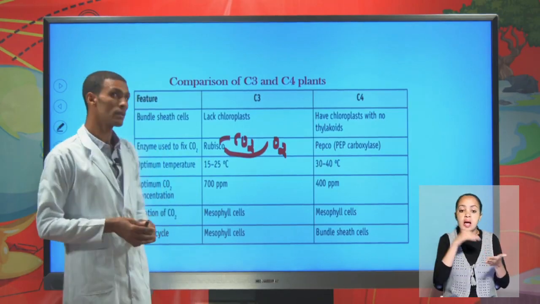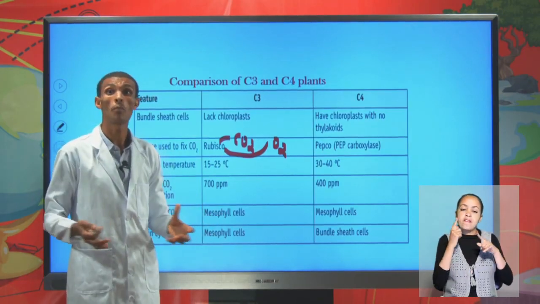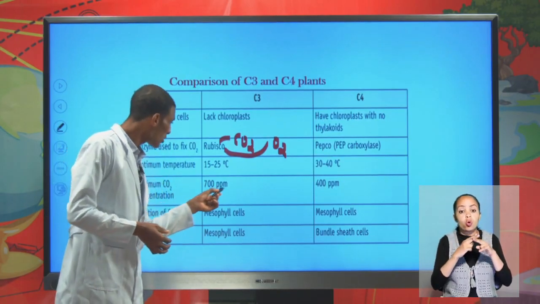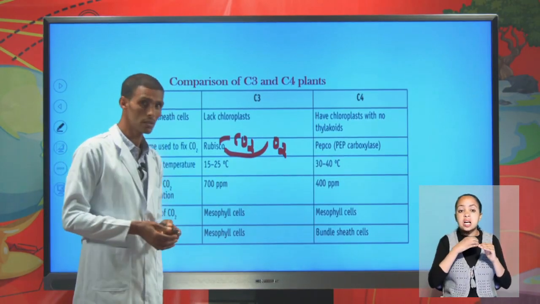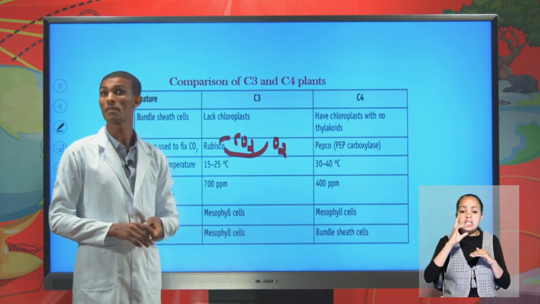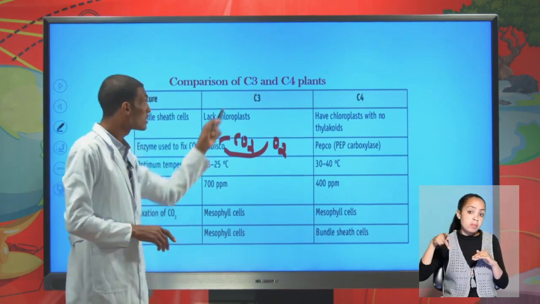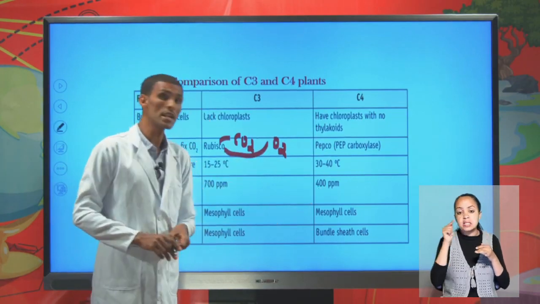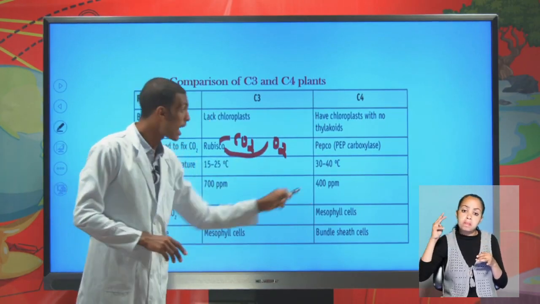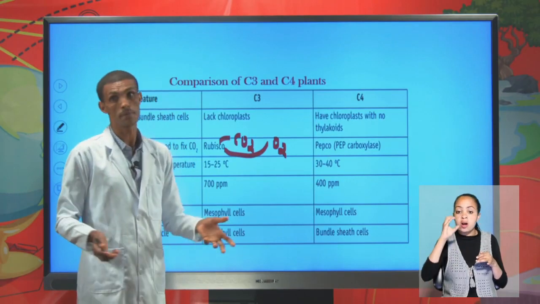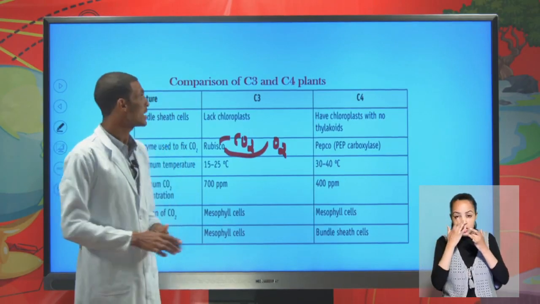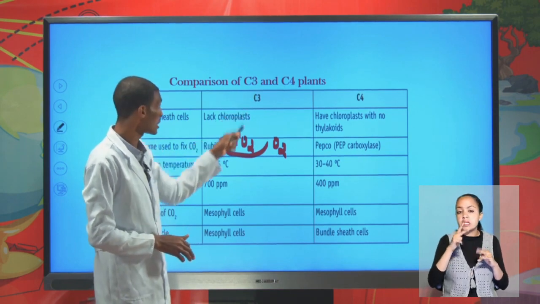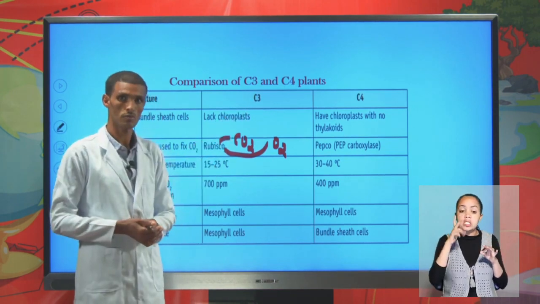And again here, they have different optimum carbon dioxide concentrations. If the concentration of carbon dioxide becomes high, about 700 parts per million, C3 plants thrive. C4 plants can do well at about 400 parts per million, at lower carbon dioxide. So, increasing the concentration of carbon dioxide is very effective for C3 plants.